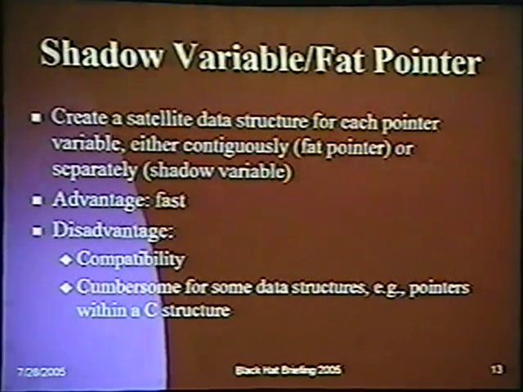Also, the idea of shadow variable and fat pointer is somewhat cumbersome for some data structures. If you have a simple pointer, it's probably easy. But what if you have pointers within a structure, and so on? Where are you going to put this shadow satellite data structure? There are issues like that that make this particular approach not as clean as a Splay Tree implementation. All right.